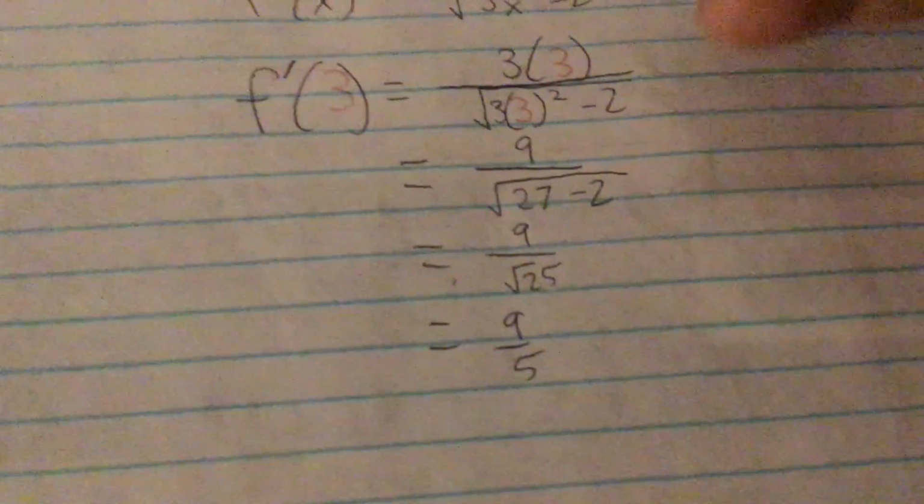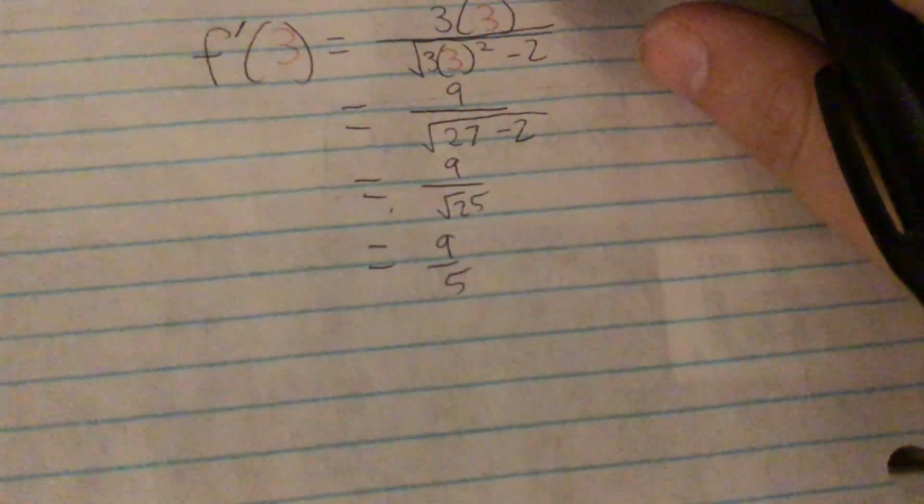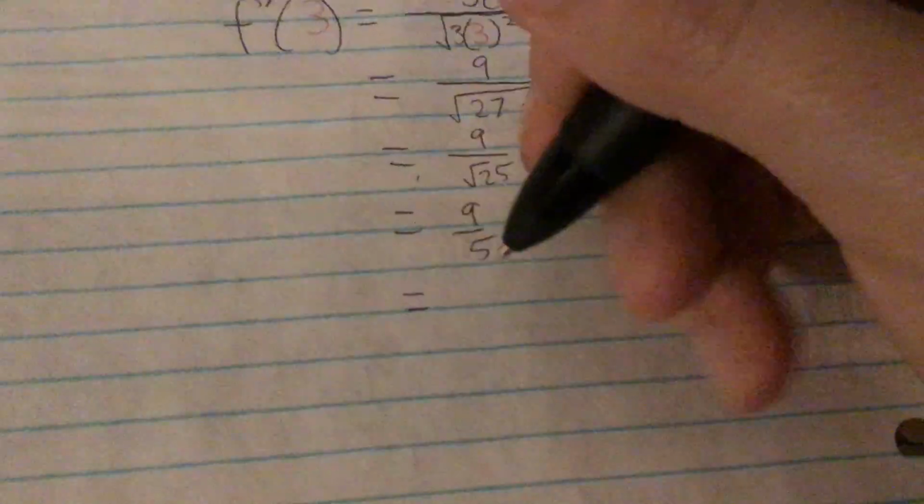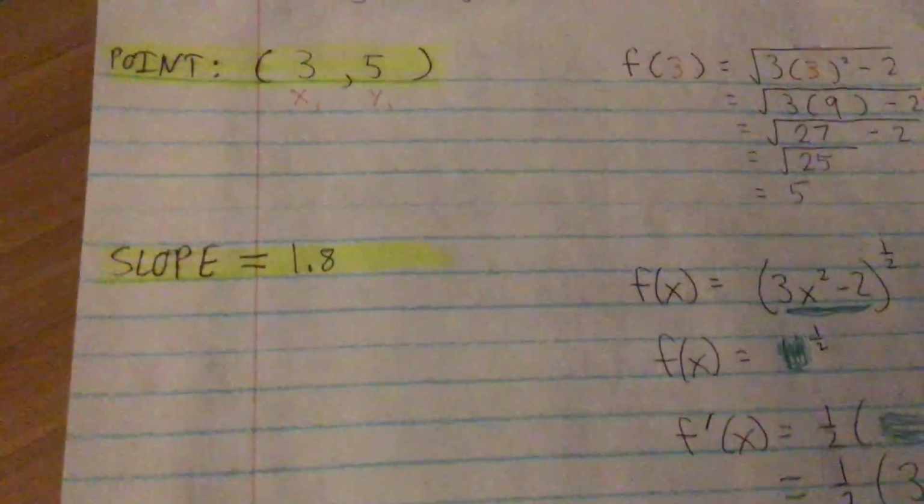9/5. Well, if I have to deal with a fraction, I might as well make it a decimal if it ends. Specifically, 9/5 is the same thing as 1.8. So my slope is 1.8. That took a while.